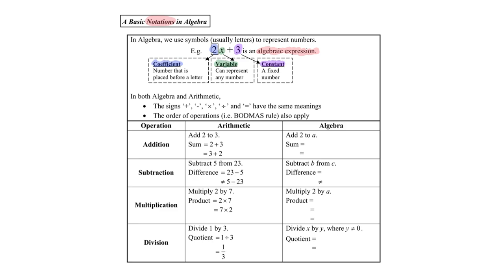And in both algebra and arithmetic, the signs plus, minus, times, divide, equal have the same meaning, and the order of operations applies as well. So as we move on, now I'm going to zoom in to the operations.